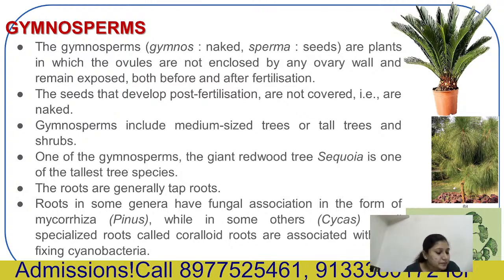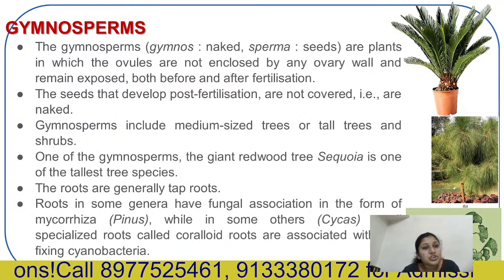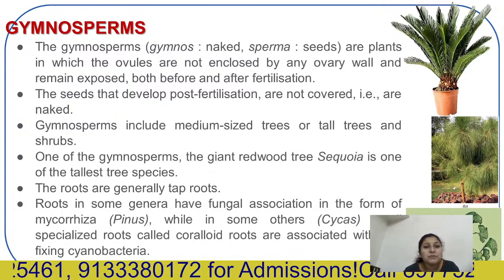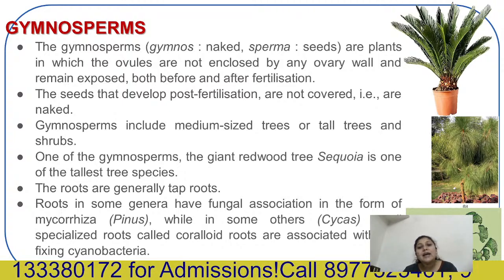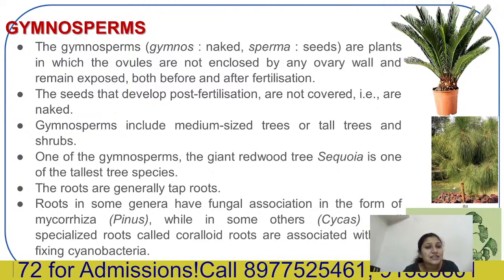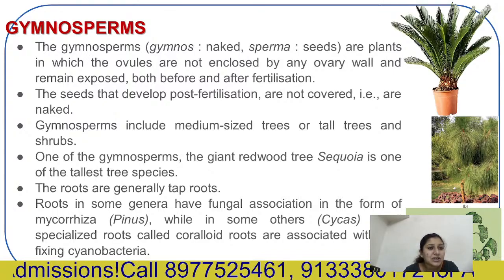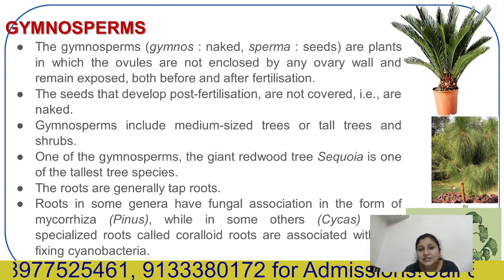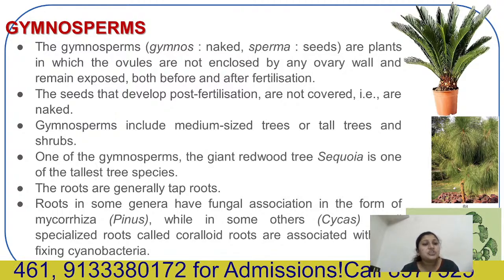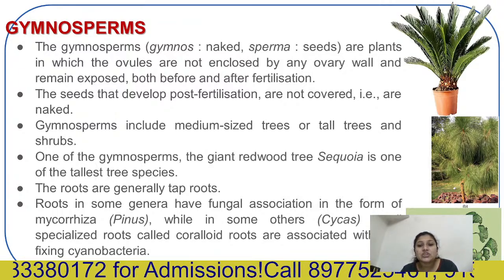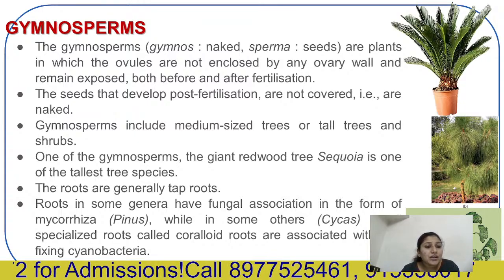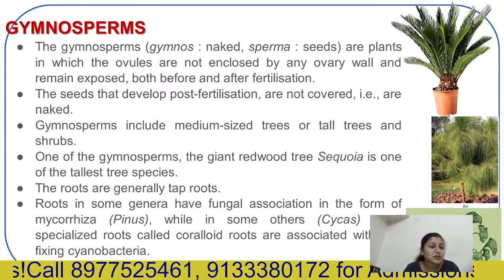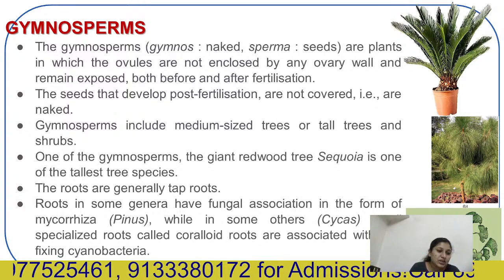Then gymnosperms. Gymnosperms are plants in which ovules are not enclosed by any ovary wall and remain exposed both before and after fertilization. See, now we are starting seed bearing plants, phanerogamy. Seeds that develop post-fertilization are not covered and they are naked. Gymnosperms include medium-sized trees or tall trees and shrubs. One of the gymnosperms, the giant redwood tree Sequoia, is one of the tallest tree species. Important point from the NEET point of view.